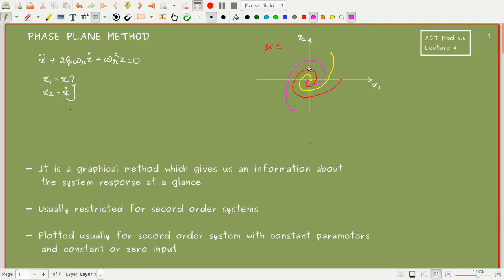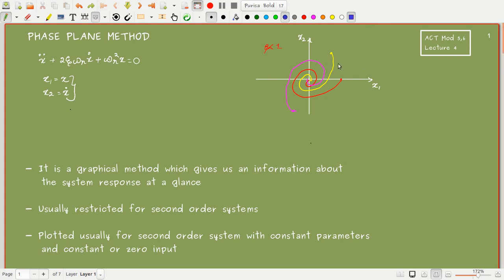In the last class, we saw that none of these trajectories will intersect, which is why I have drawn it like that. Now if I start plotting all the possible curves with different initial conditions on this plane, I will take all the possible initial conditions and plot all the curves on this plane for zeta less than 1. Then that kind of a plot is called a phase portrait.